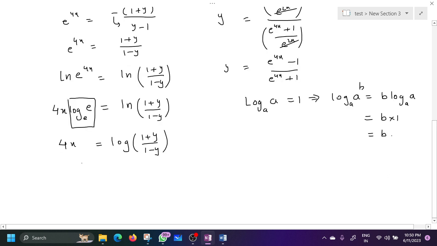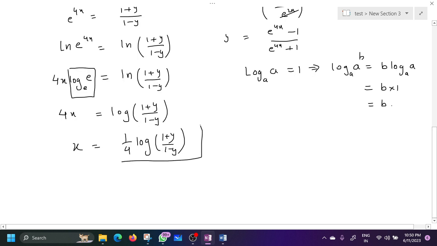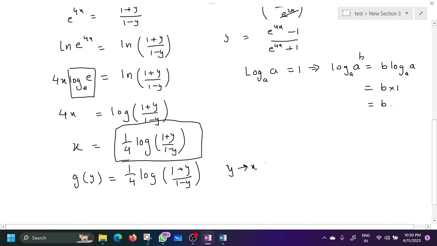Further solving, we get x equal to 1/4 log of (1 plus y) over (1 minus y). So this thing on the right hand side is a function in y. We cannot use function f because it is already used. So let's use g(y) as a new function, which is 1/4 log of (1 plus y) over (1 minus y). And if we change y to x, we can do that, we can interchange variables. We'll get another function g(x) equal to 1/4 log base e of (1 plus x) over (1 minus x). And this is your inverse function.